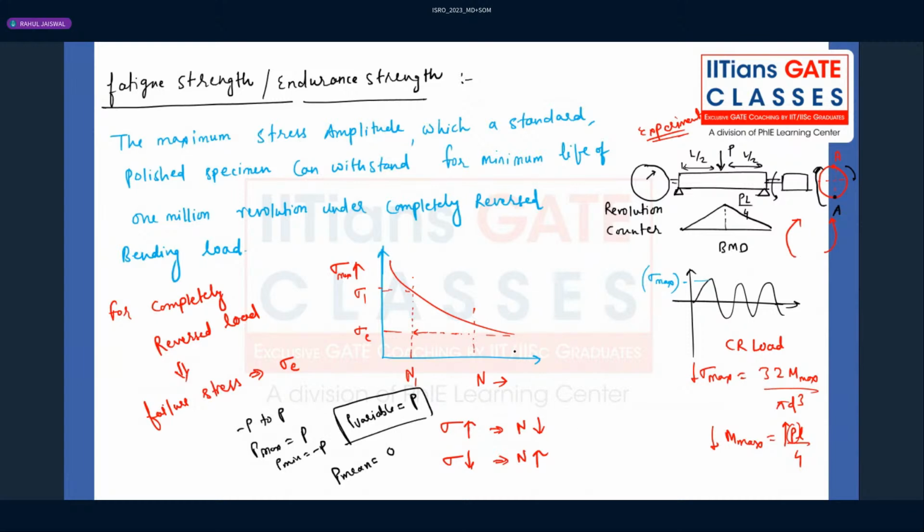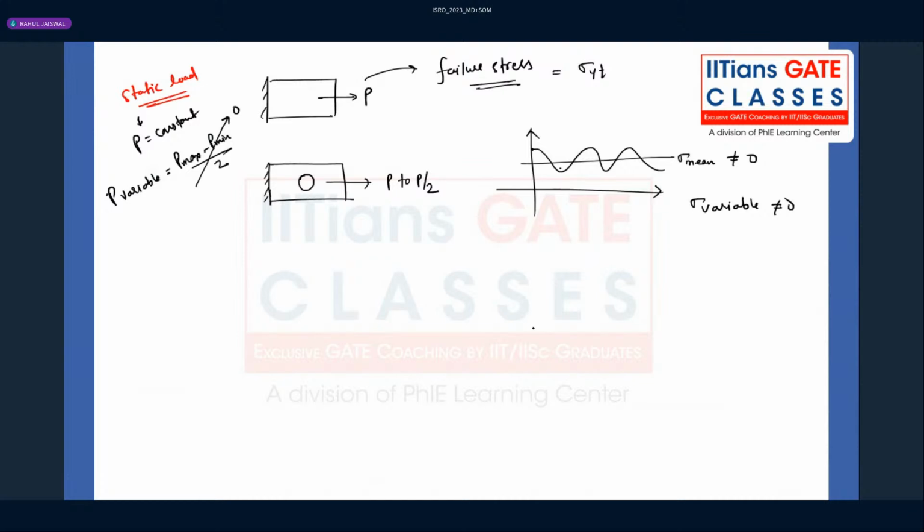So here, in case of variable loads, in case of completely reversed load, mean stress is 0. Mean stress is 0, mean load is 0, then we don't talk about any static failure. We talk about dynamic failure.